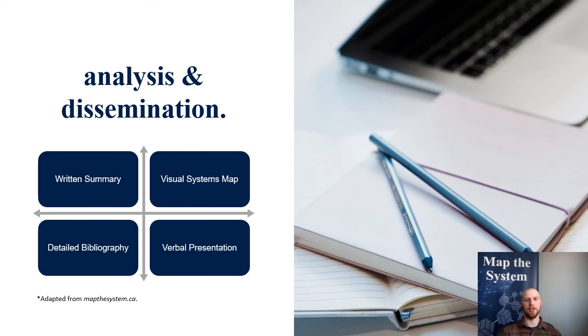Lastly, there is the final step of analysis and dissemination. So for Map the System, this will finally involve 4 distinct deliverables, namely a written analysis of 3,000 words, a detailed bibliography of all sources consulted, a visual systems map, and a verbal storytelling presentation.